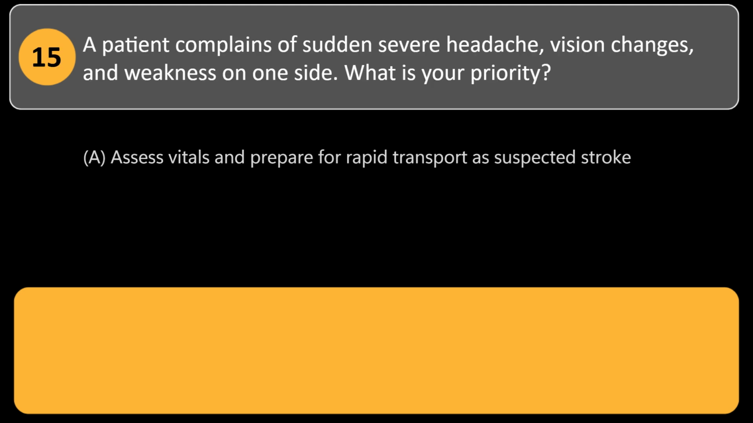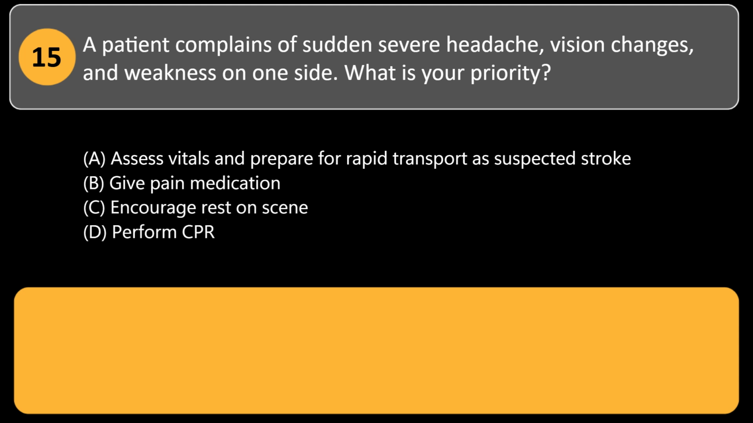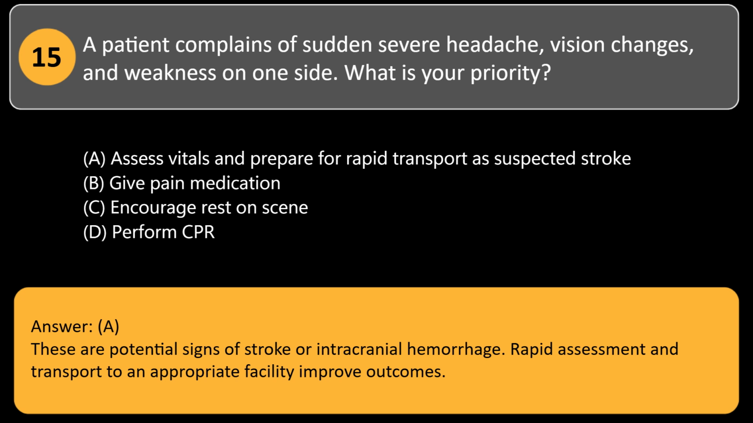A patient complains of sudden severe headache, vision changes, and weakness on one side. What is your priority? A. Assess vitals and prepare for rapid transport as suspected stroke. B. Give pain medication. C. Encourage rest on scene. D. Perform CPR. Answer: A. These are potential signs of stroke or intracranial hemorrhage. Rapid assessment and transport to an appropriate facility improve outcomes.